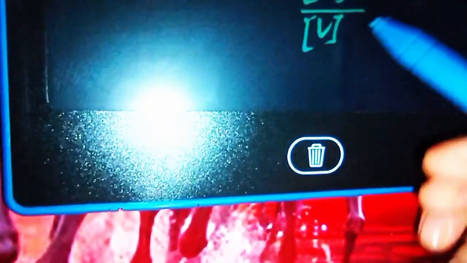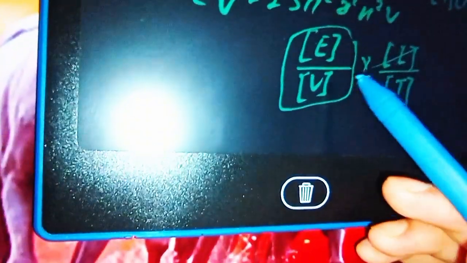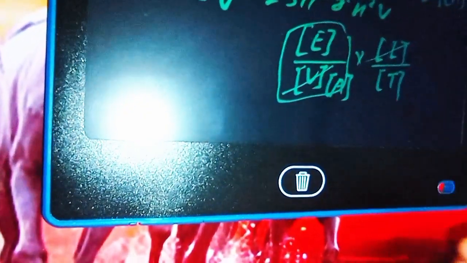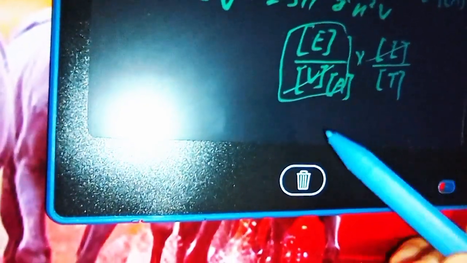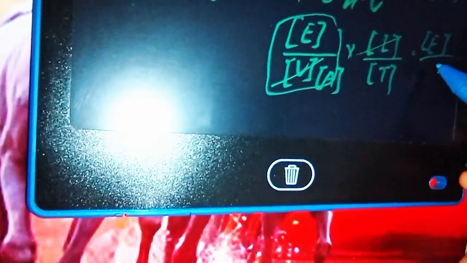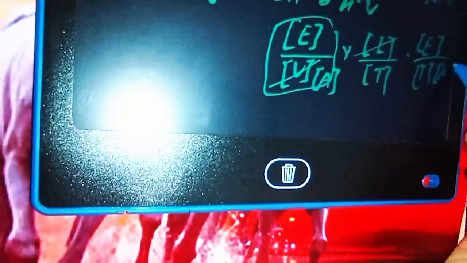Energy upon volume is energy density. When we multiply this with velocity, which is distance upon time, L upon T, and cancel out L with the volume, we get area, as volume is L into L into L and area is L into L. So this will be equal to energy in the numerator, and in the denominator time multiplied by area. This is the definition of energy current.